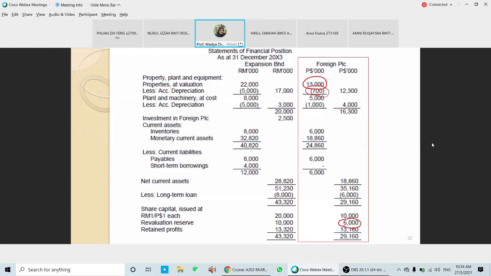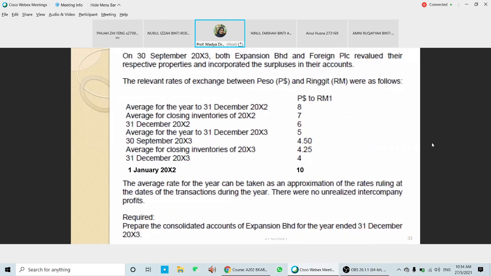Okay, look at the additional information. It says that on 30th September X3, both Expansion and Foreign PLC revalued their respective property and incorporated the surplus in their accounts. So both of the companies have a revaluation and then they have a surplus.